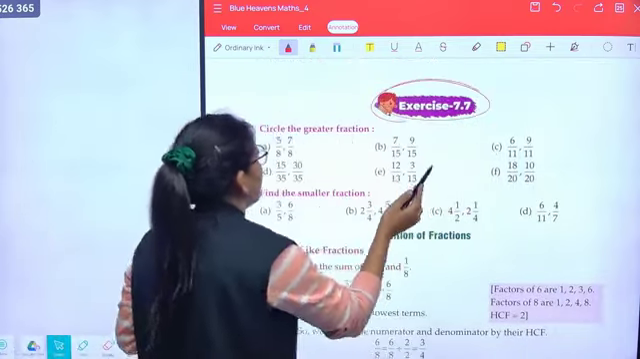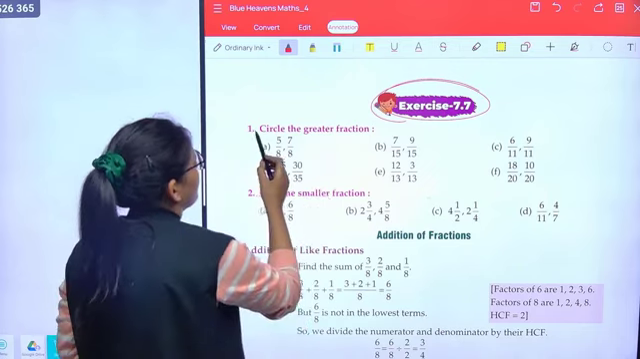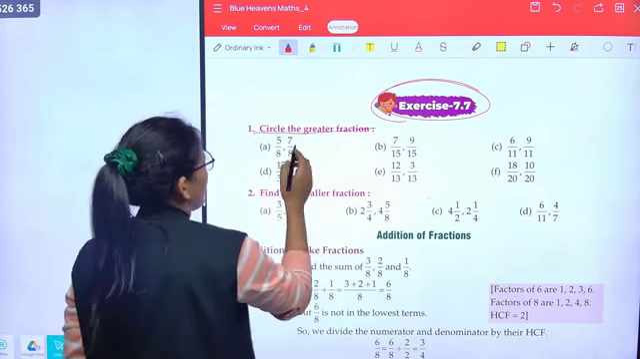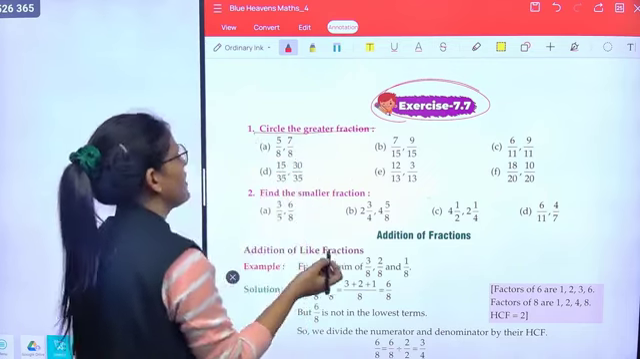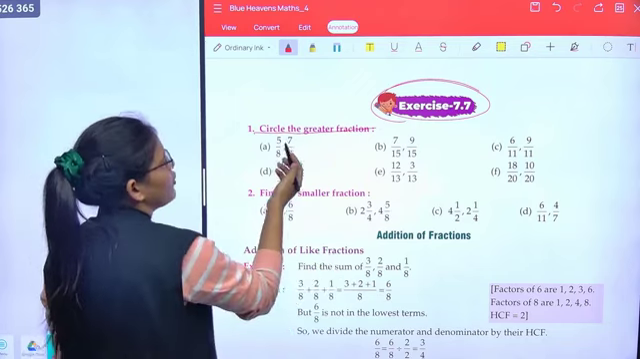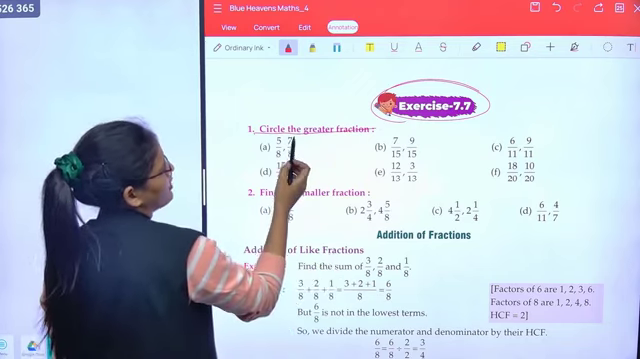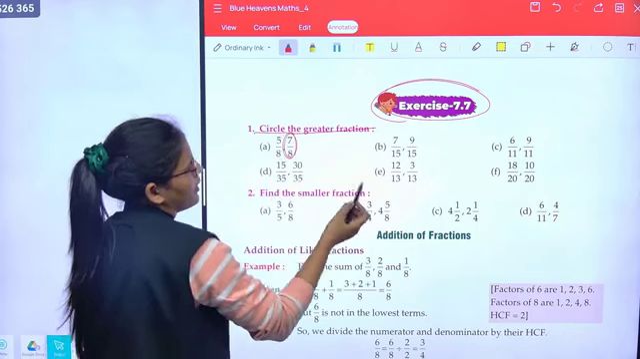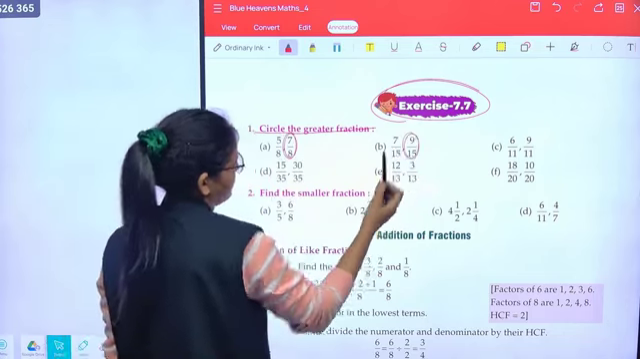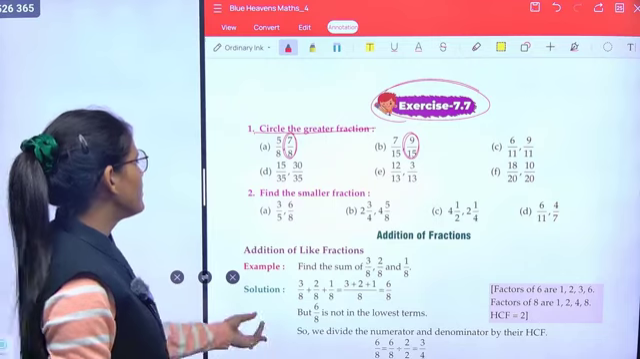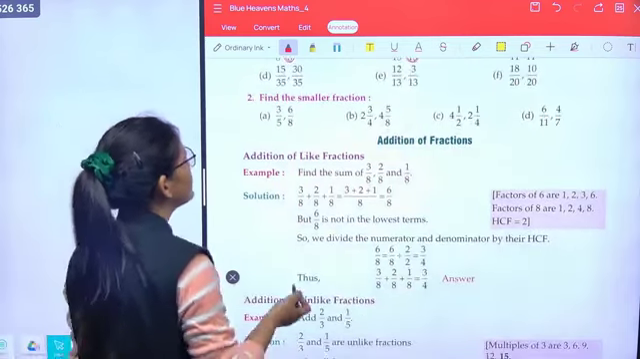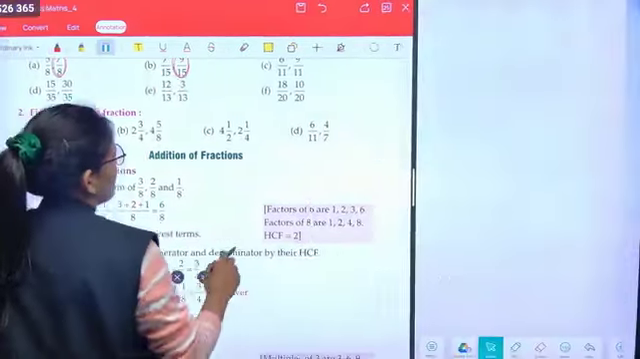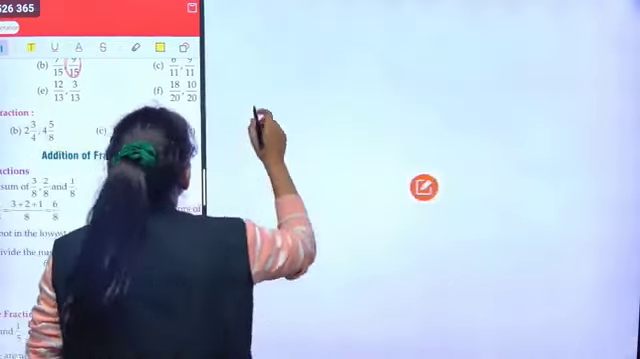Now come to exercise 7.7, the greater fraction. Now class, see, greater fraction, the one which has the bigger value will be the greater. So this is greater. Now again this is greater. Rest of the parts do yourself. Now find the smaller one. See class, find the smaller fraction.